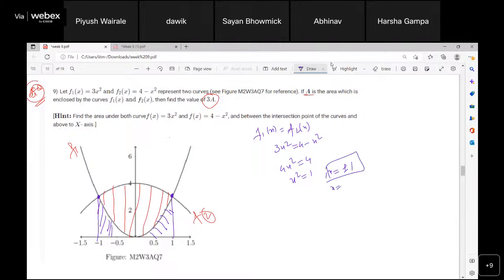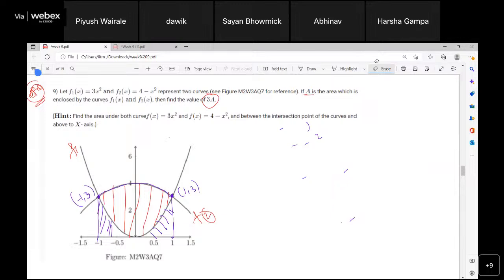Now when x equals 1, the y coordinate will be 3. And when x equals minus 1, still my y coordinate will be 3 only. So these will be (1, 3) and (minus 1, 3), right? Now I need to find out the area under this curve from minus 1 to 1. How to find out? These are my intersection points. We can simply take the integral of 4 minus x square, that is f2, right?